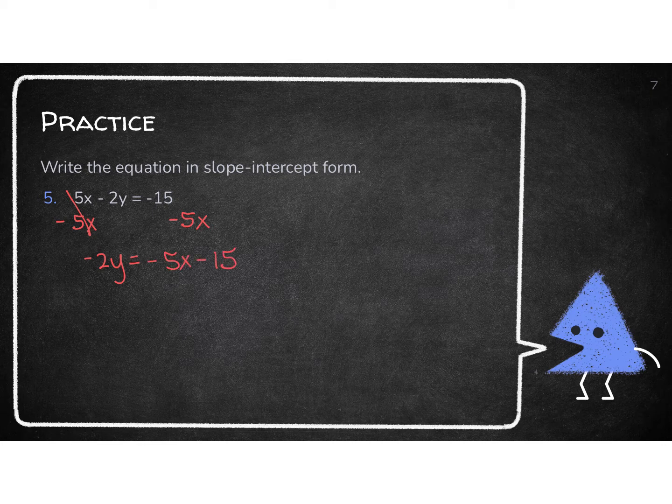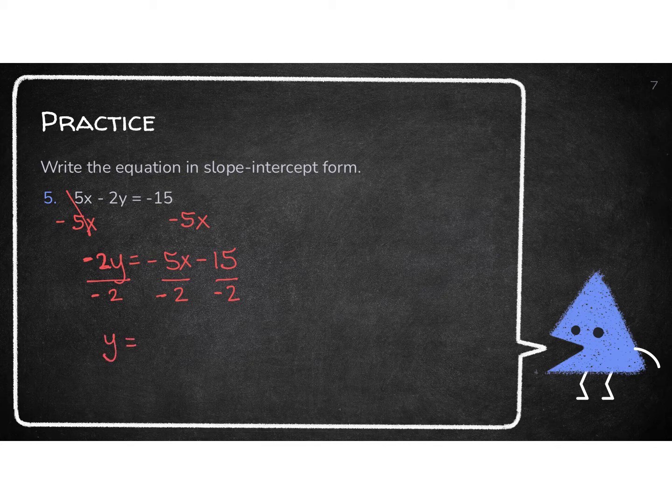And now I have to get rid of that negative 2. Now, here's the thing that most people forget to do. They say, well, I'm just going to divide everything by 2. But you have to remember that this is technically a negative 2. So we need to get rid of that negative as well. So I need to divide everything by negative 2. So negative 2 divided by negative 2 is going to give me y.